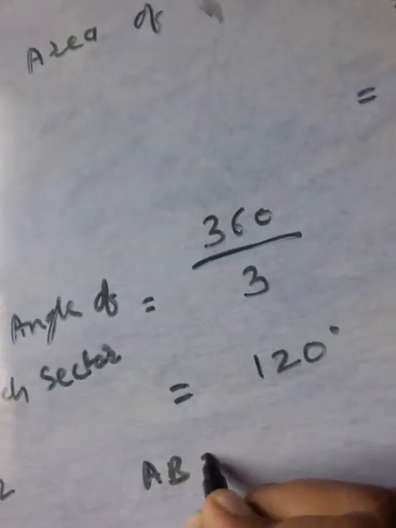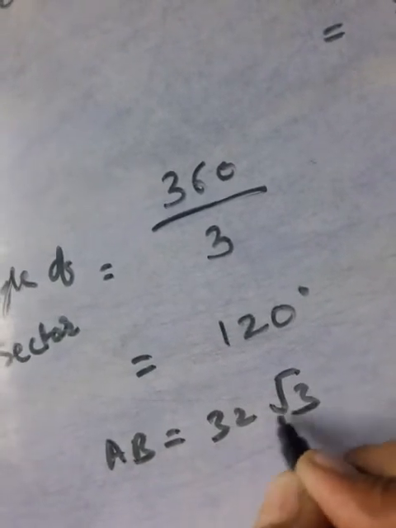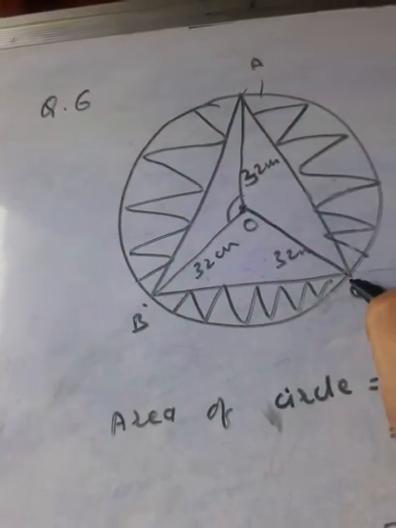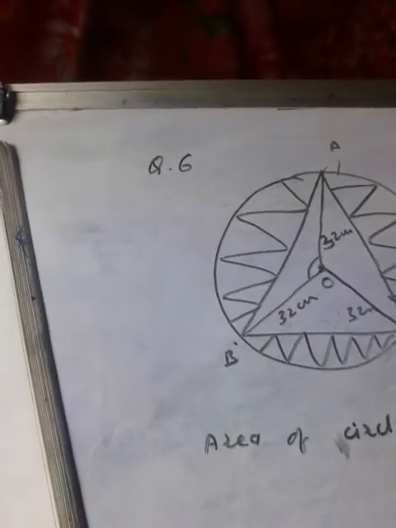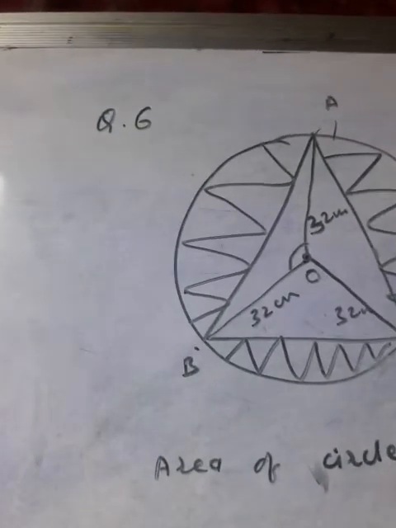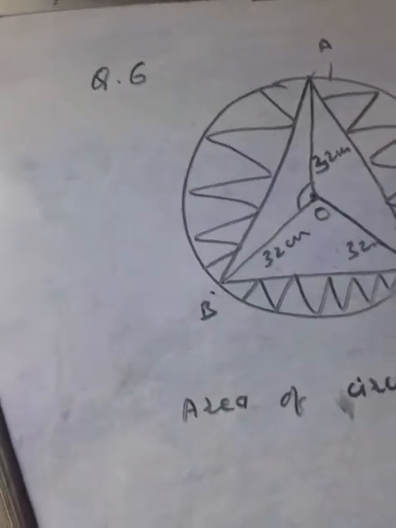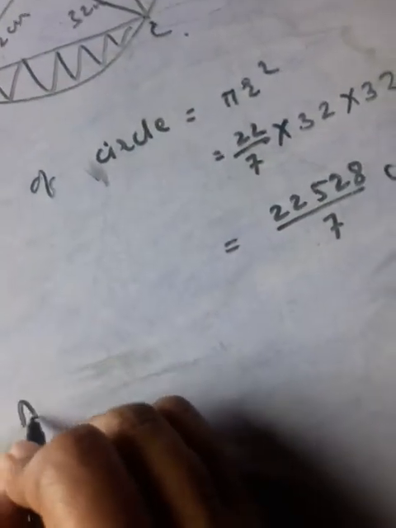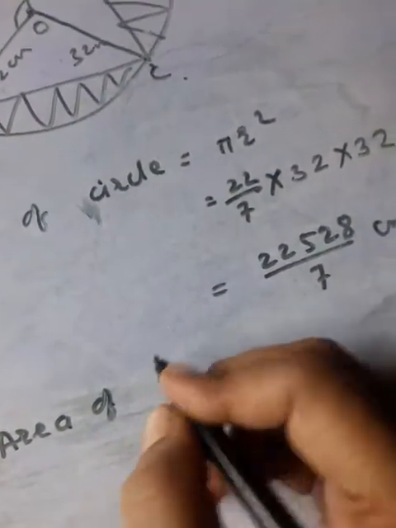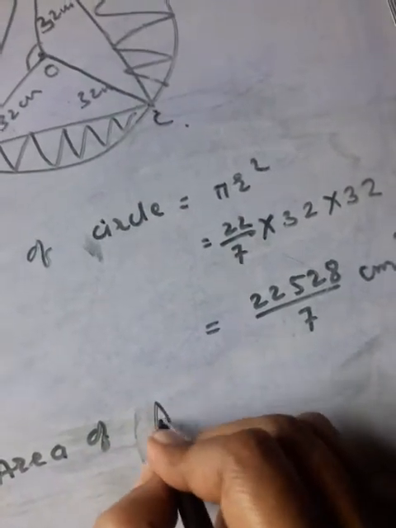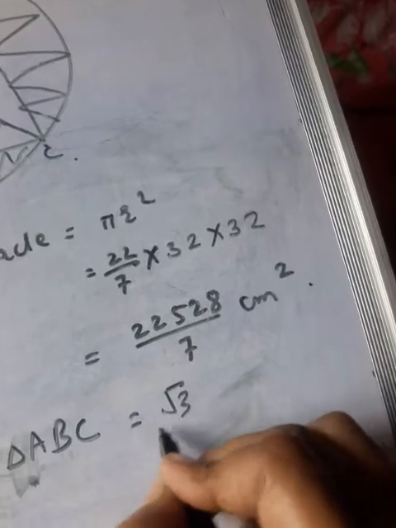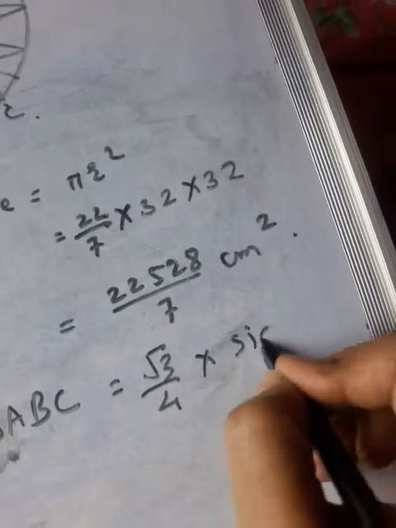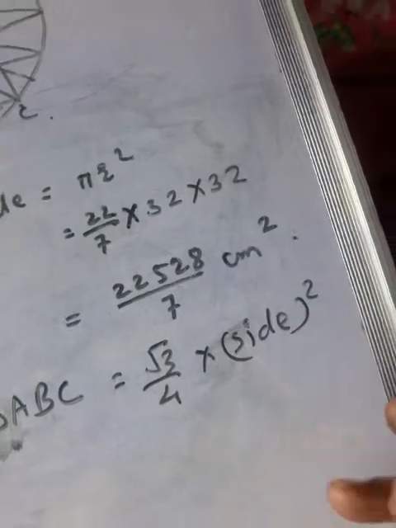AB is 32 root 3. Therefore AC is also 32 root 3 and BC is also 32 root 3. So we can find the area of this equilateral triangle. The area of the triangle ABC is root 3 by 4 into side square. This is the area of an equilateral triangle.